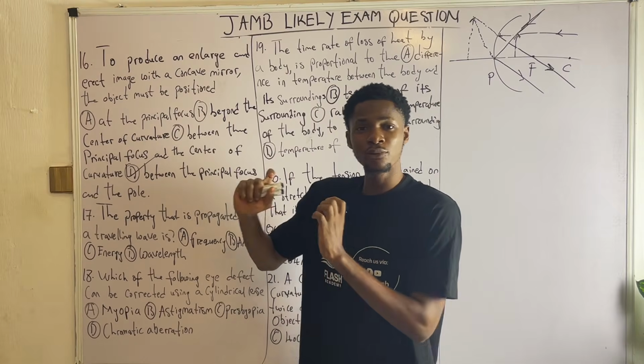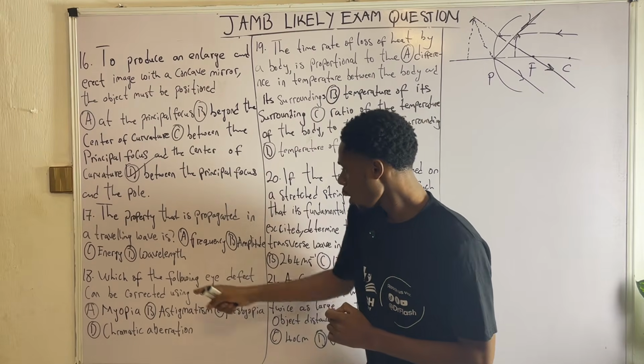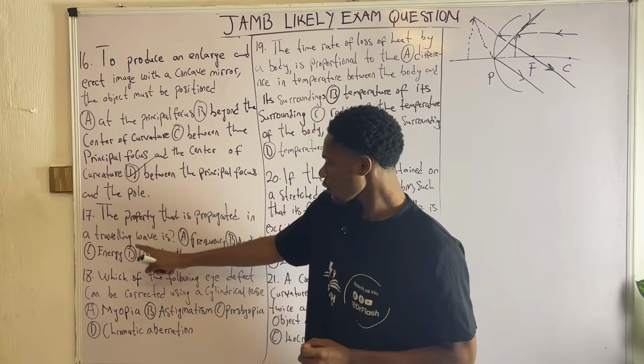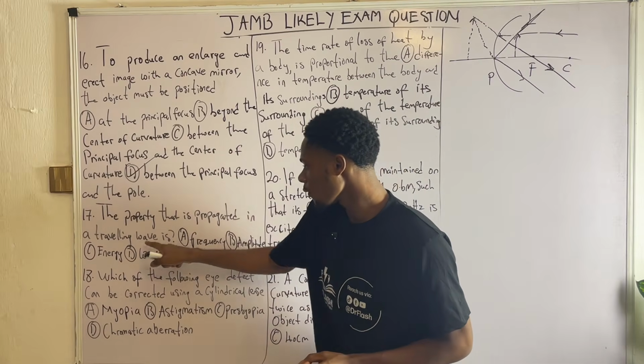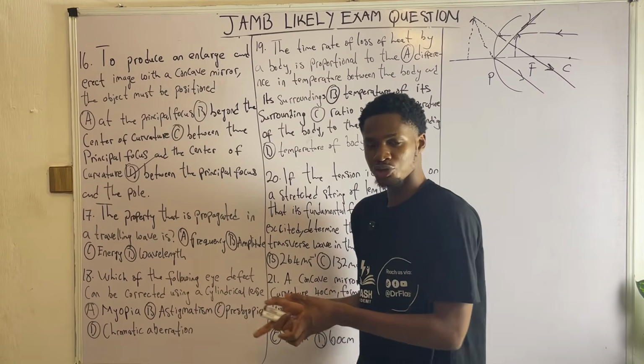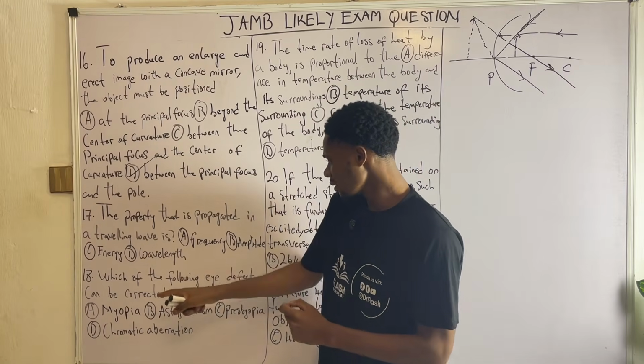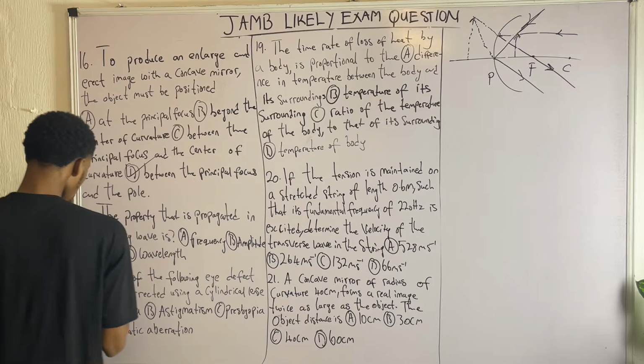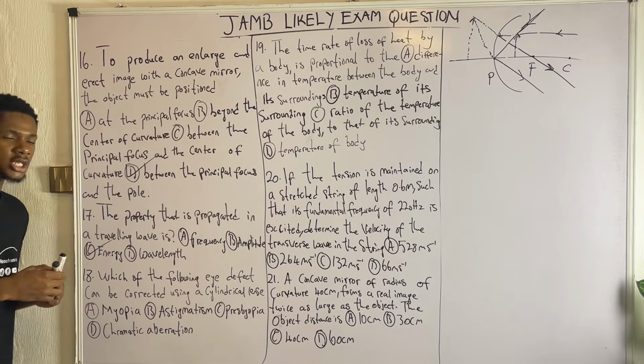And that is what a wave does. It carries what now? Energy. Now, look at these options. The question is, the property that is propagated in a wave, propagated means it is carrying what? What is being transferred? That is the energy. And that is simply option C, energy.